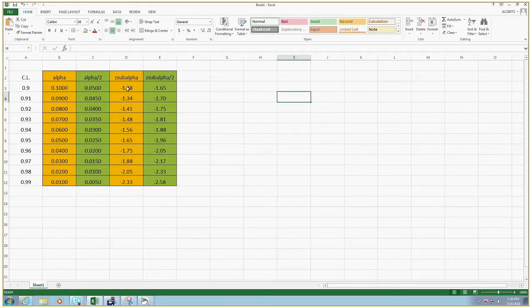I have a question. Oh, what? The very bottom one, the Z sub alpha. Is that supposed to be a positive? Oh, I'm sorry. Negative. Should be negative. I think I hit the wrong button. Thank you.